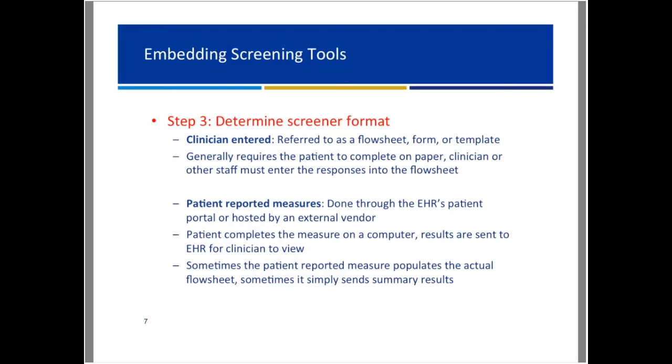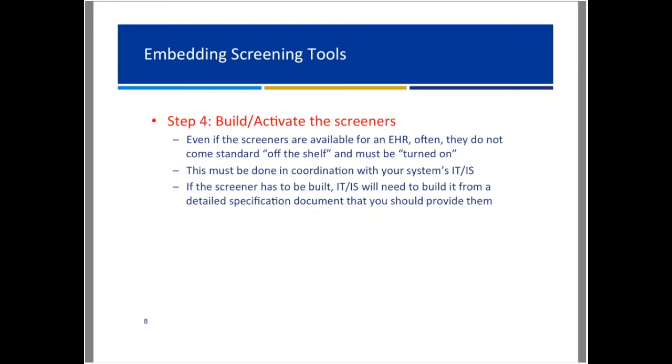The second option is a patient-reported measure. This is done usually through the electronic health record's patient portal if it's turned on, or it's hosted by an external vendor. And in this case, the patient actually completes the measure on a computer, him or herself, and the results are sent to the EHR for the clinician to view. Sometimes the patient-reported measure actually populates a flow sheet item by item, or sometimes it just sends a summary of the results to the clinician.